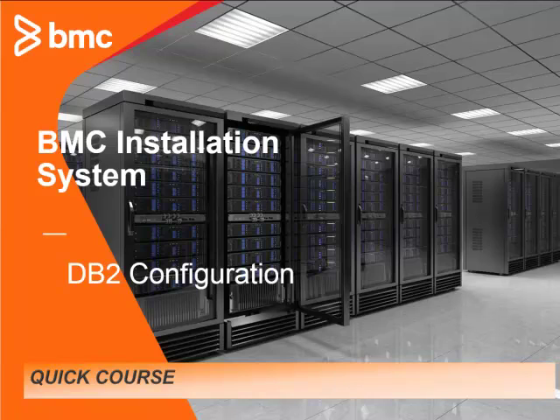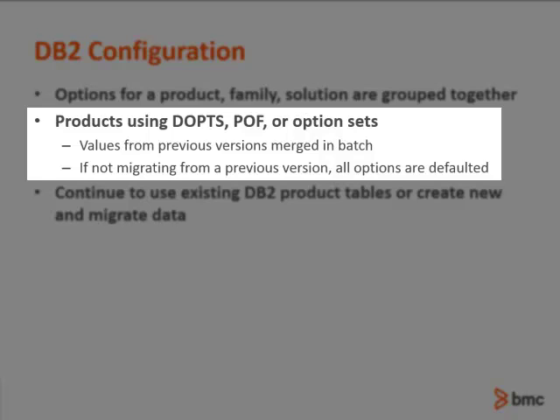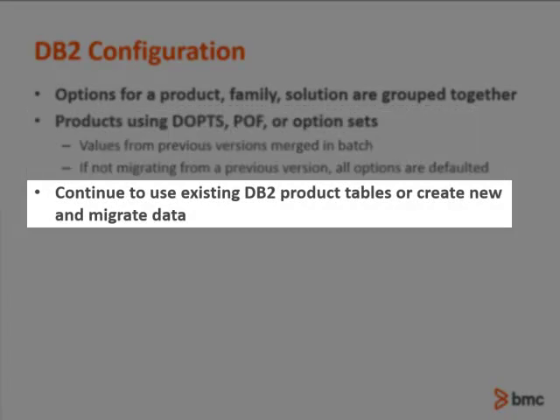In this session, I'll show you some of the configuration considerations for DB2 products. The panels for a product family or solution are grouped together. Products that use DOP option modules, option sets, or product option files for their products will either migrate the values from the old set to the new set, or create new options based on product defaults. Most DB2 products provide a choice to continue using the existing DB2 tables from a previous release, or create new ones and migrate data from the previous release.